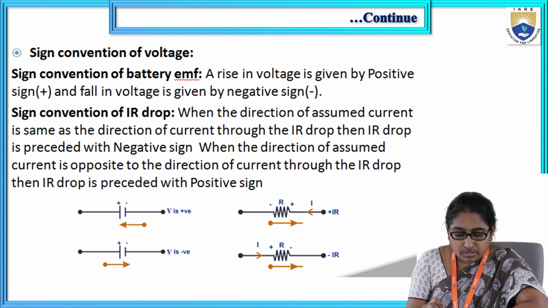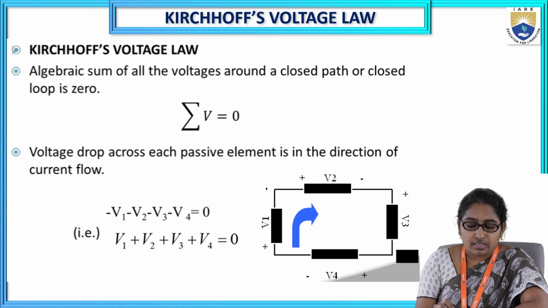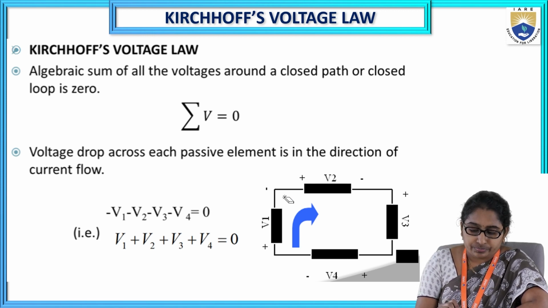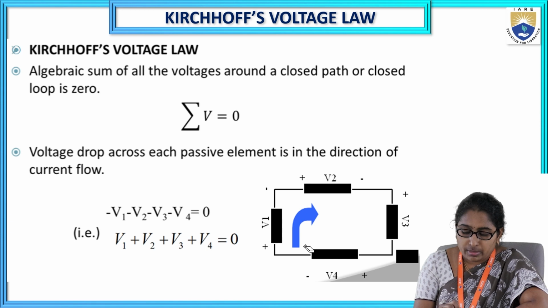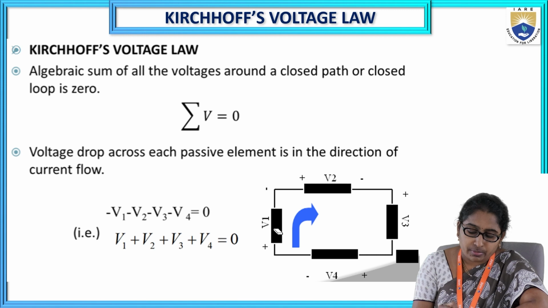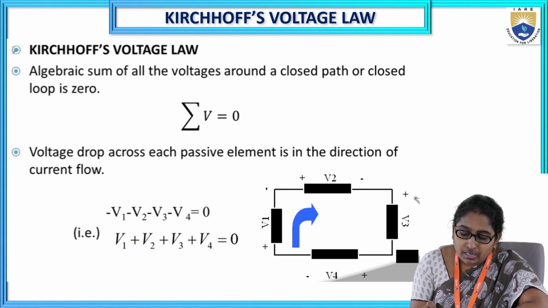Once again, previous slide, if I consider this KVL here, there are four elements shown, and the voltage drops across each element are considered like this. First element, this is plus, this is minus; element 2, this is plus, this is minus; element 3, this is plus, this is minus; and element 4, this is plus, this is minus. Now, the assumed current is shown with this blue color.